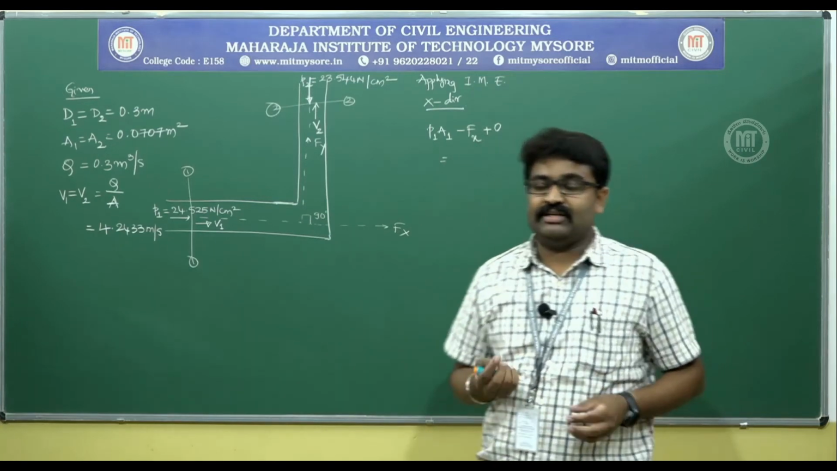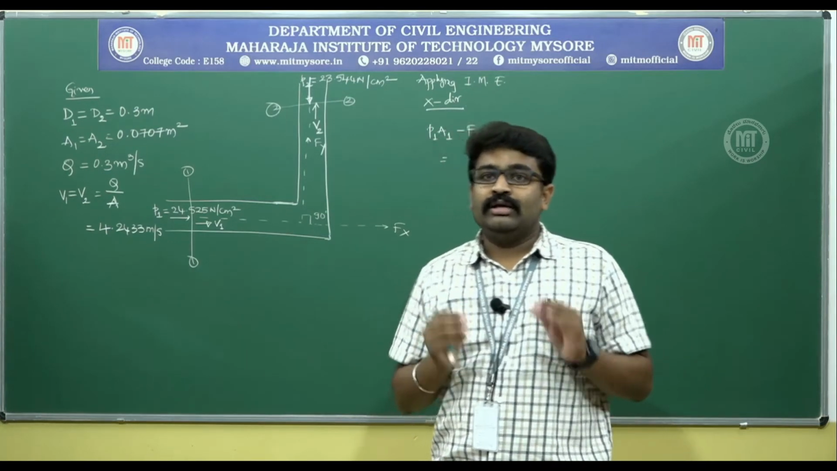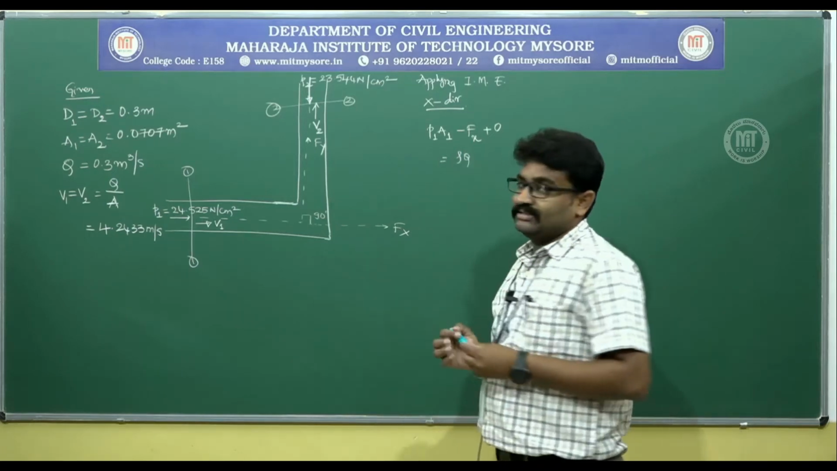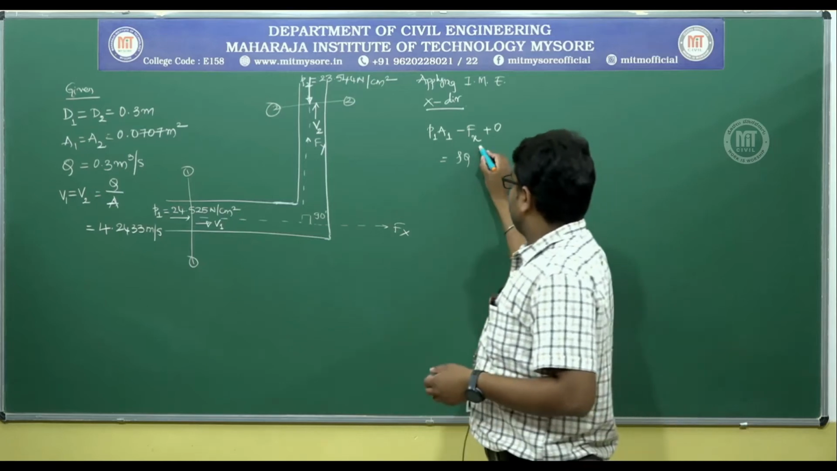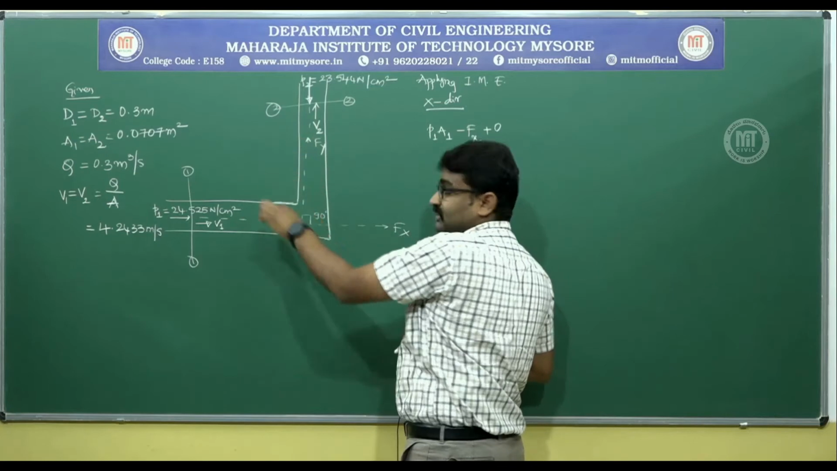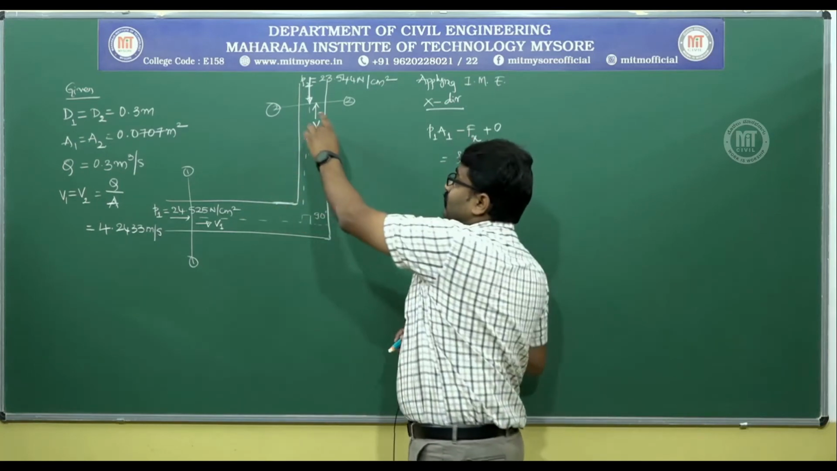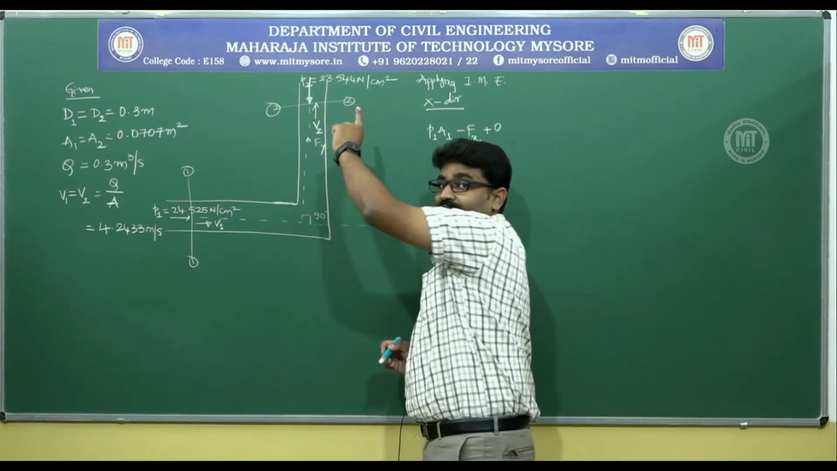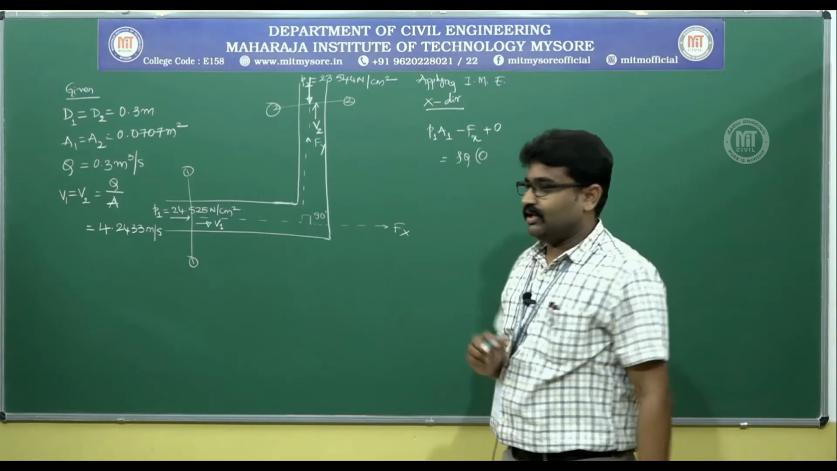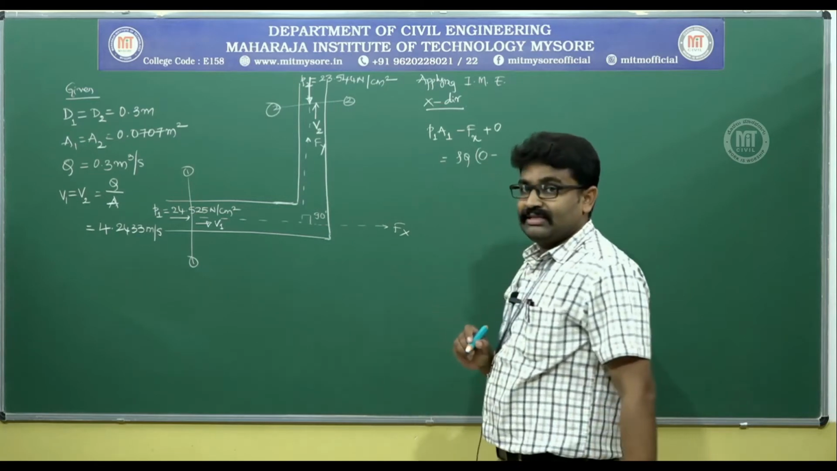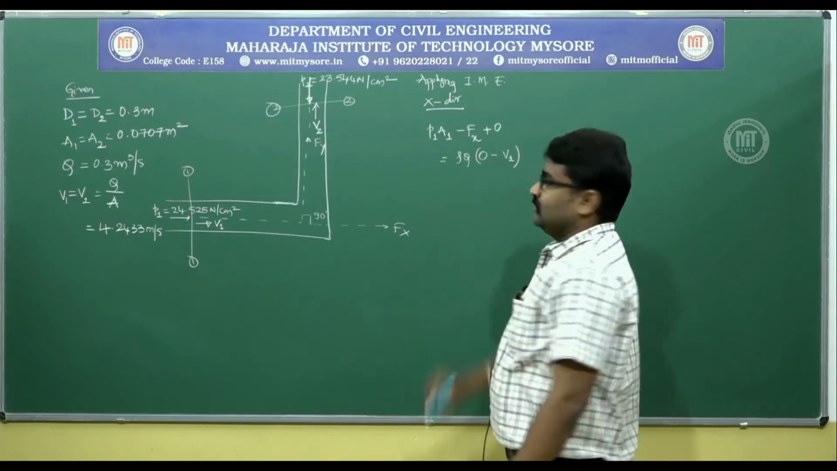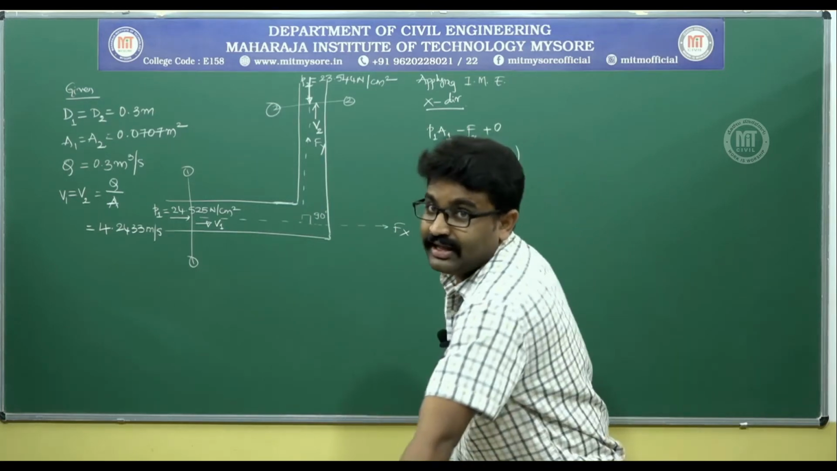How do I represent rate of change of momentum? Rho q into change in velocity. So, rho q, which represents mass, multiplied by change in velocity, that is final velocity minus initial velocity. What is final velocity in horizontal direction? Final velocity is in vertical direction, that means in horizontal direction final velocity is 0 minus initial velocity in x direction, that is V1. So, if you just substitute, you will get the answer.